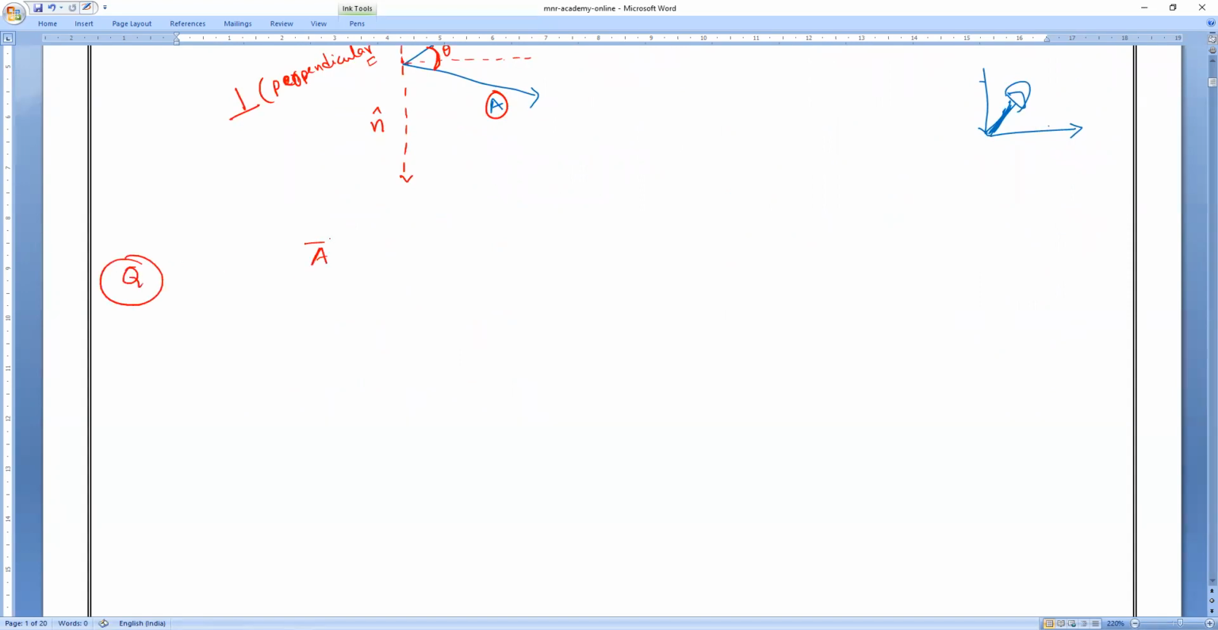Let me take vector A as 5 and vector B as 2, and the angle theta between them is 30 degrees. So I will draw vector A, and this is my vector B. What is the angle between them? Theta is equal to 30 degrees.